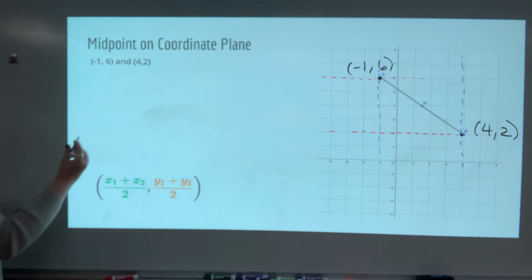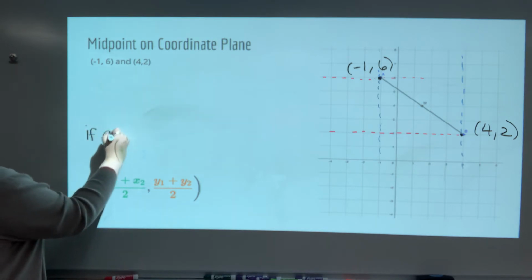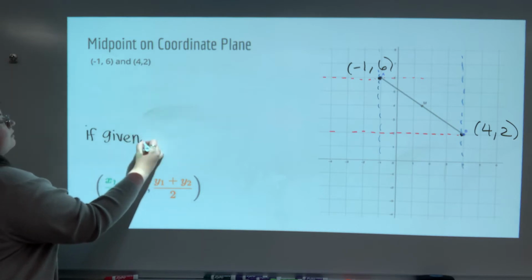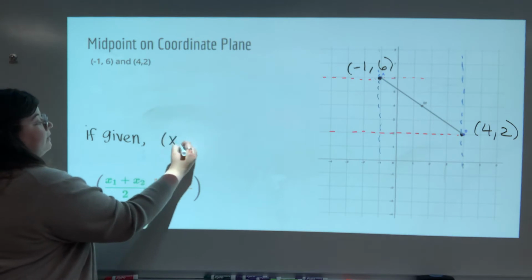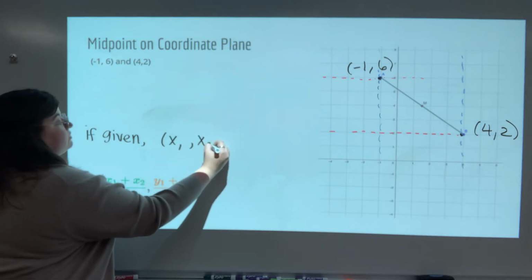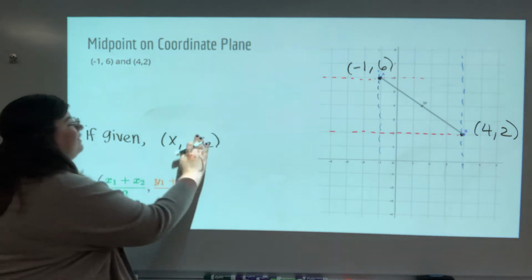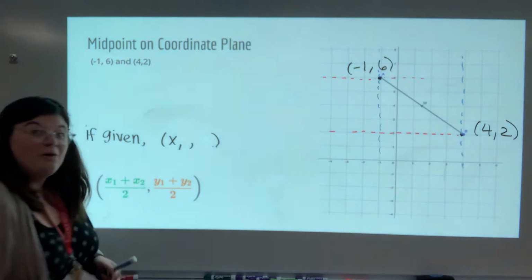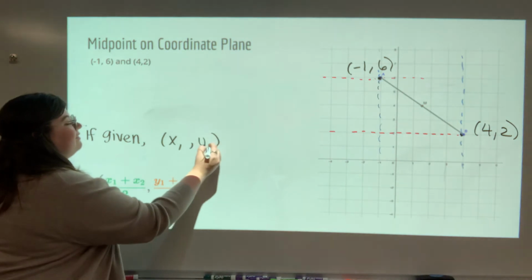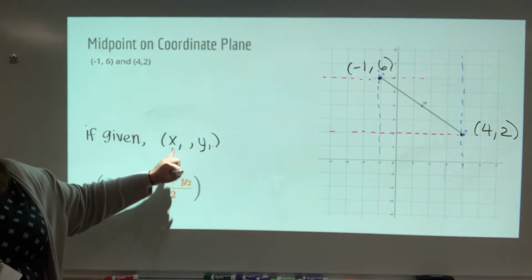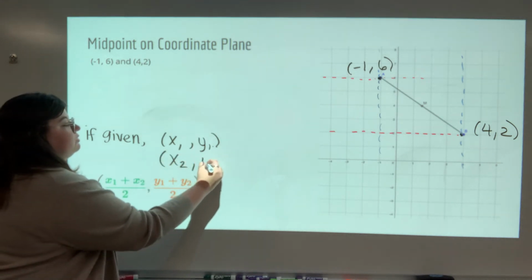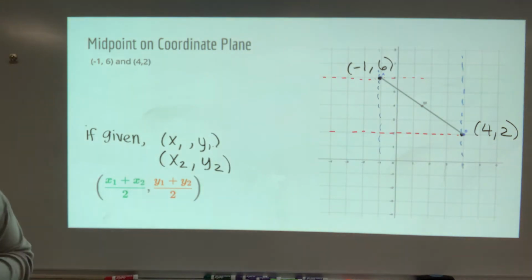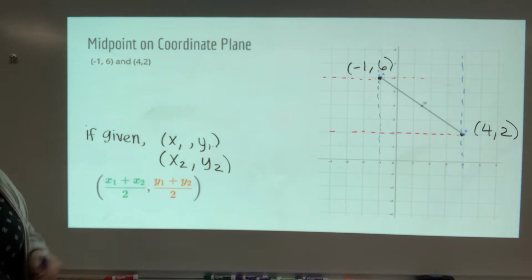So, if you are given two random points, I'm getting it mixed up here. Welcome back from summer. If you were given two random points, one of them was x1 and y1, and the other one was x2 and y2, you would be able to use this formula to find the exact midpoint between these 2 points.